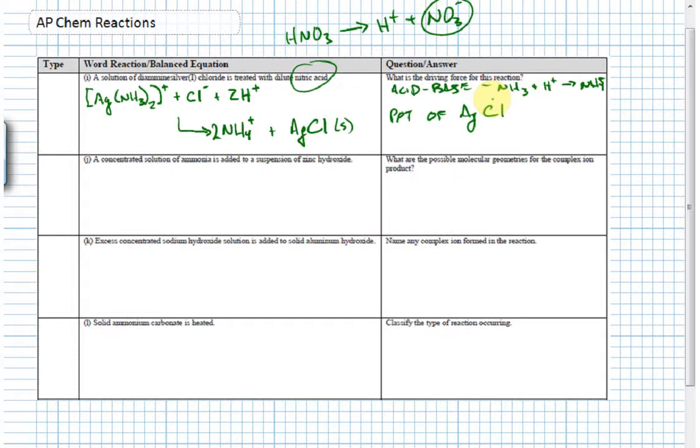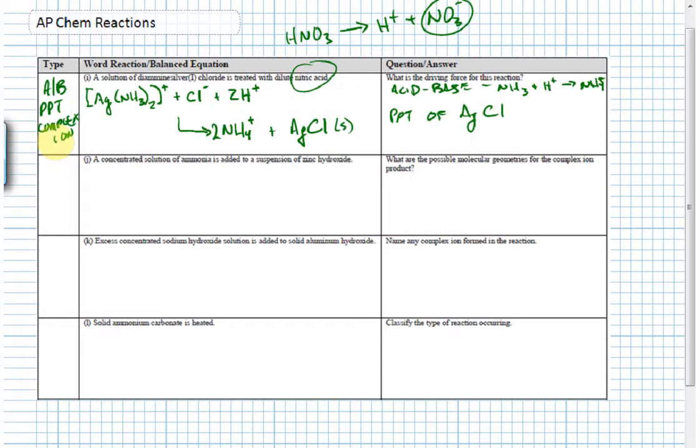All right. What type of reaction is this? It's got a little bit of acid base. It's got a little bit of precipitation. It's involving complex ions. All right. So it's got a number of different categories you could put it into. All right. Let's go on to the next one.